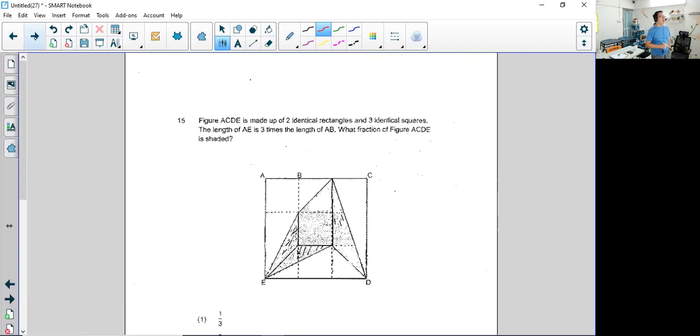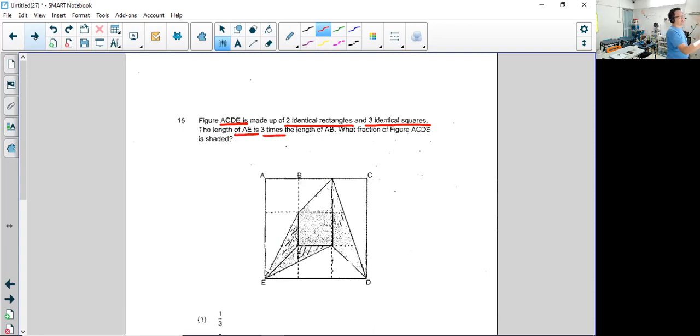Okay, figure ACDE is made of 2 identical rectangles and three identical squares. Okay, I'm a bit confused by this diagram. 2 identical rectangles, so where are the rectangles? 2 identical rectangles and 3 identical squares. So where are the squares? Okay, all right. Never mind, let's read on.